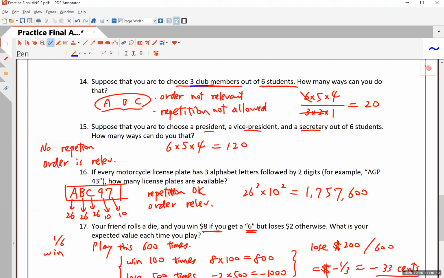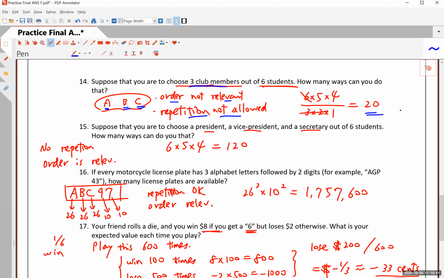If you pick these people, let's say Adam and Bev and Carol, you pick them in this order, ABC or BCA or CAB, it doesn't matter. The result is still the same 3 club members. So the order is not important, repetition is not allowed, and so this is a combinations problem. If you know the formula, it's 6 times 5 times 4 divided by 3 times 2 times 1, and you get 20 as your answer.